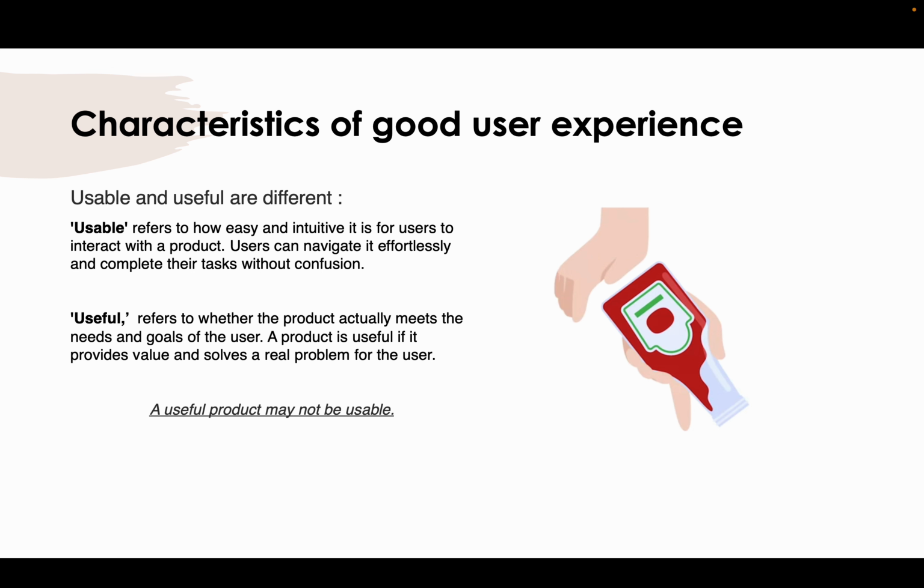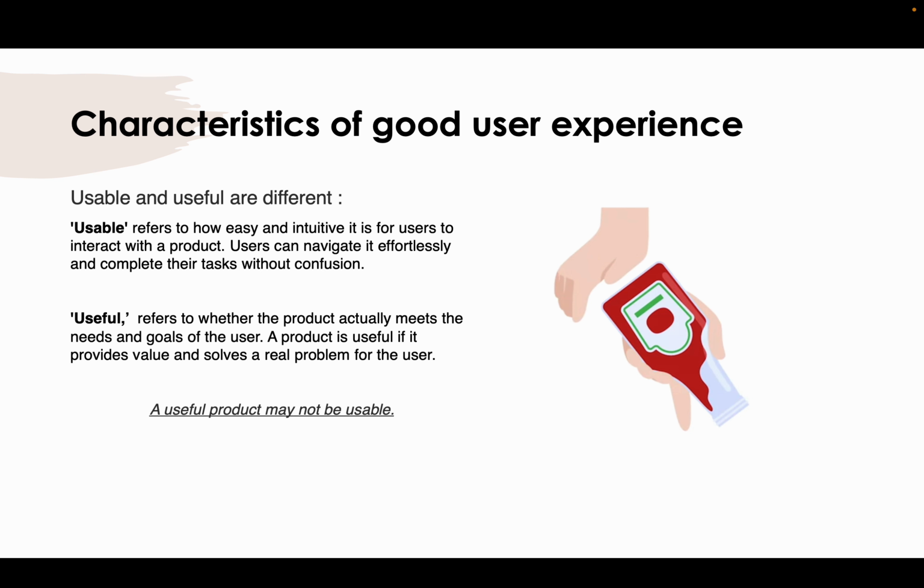Yeah. So usable and useful are different, and we have to pay attention to that. They are totally different concepts in UX. Usable refers to how easy and intuitive it is for a user to interact with a product. Users can navigate it effortlessly and complete their task without confusion. While useful refers to whether the product actually meets the needs and goals of the user. A product is useful if it provides value and solves real problems for the user.